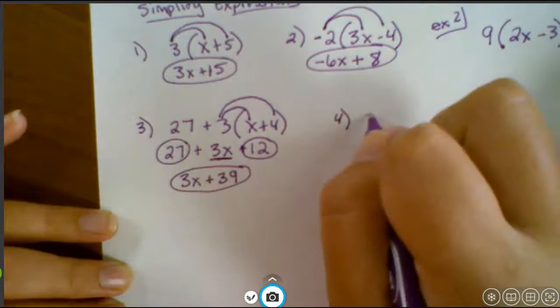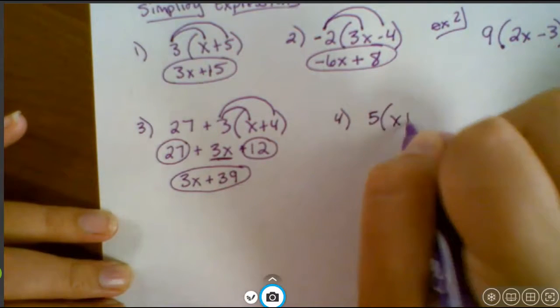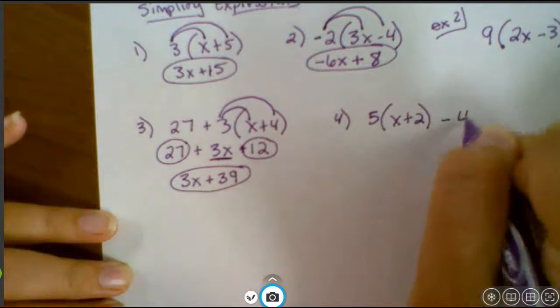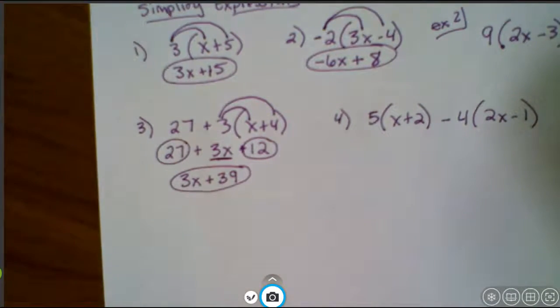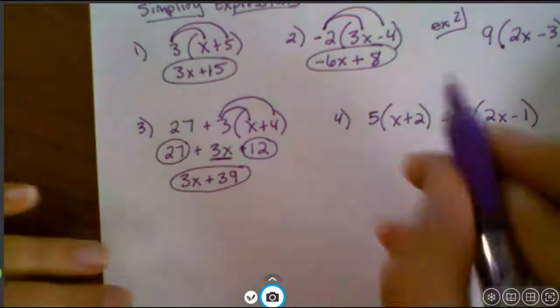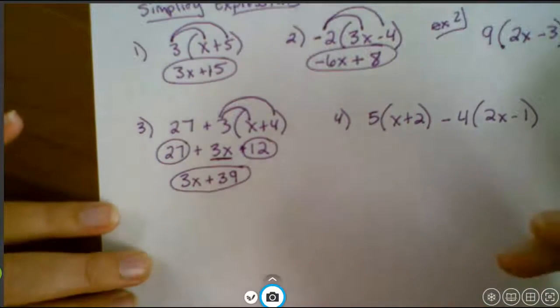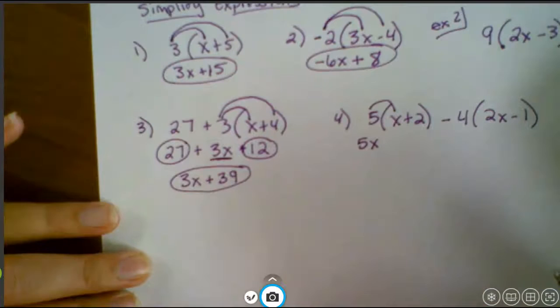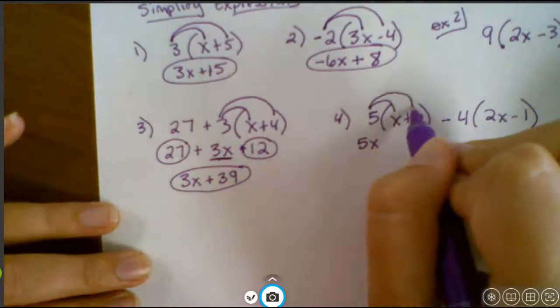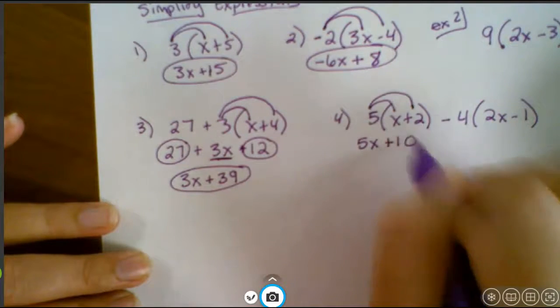So the next one, we have 5 times x plus 2 minus 4 times 2x minus 1. Now this one, there is a step that you have to be very careful with. Watch that negative sign in front of the 4. All right, so let's start with our distribution with the 5 first. So we have 5 times x is 5x. 5 times positive 2 is plus 10.